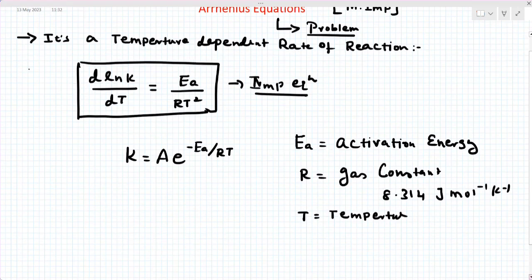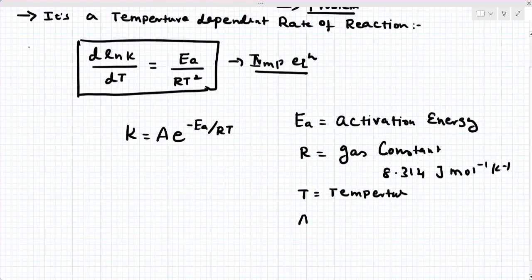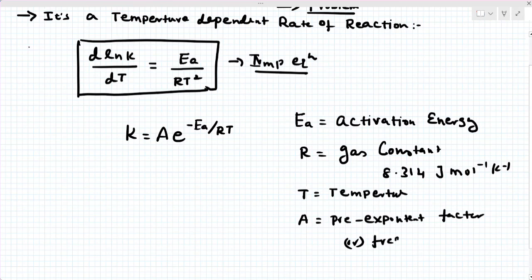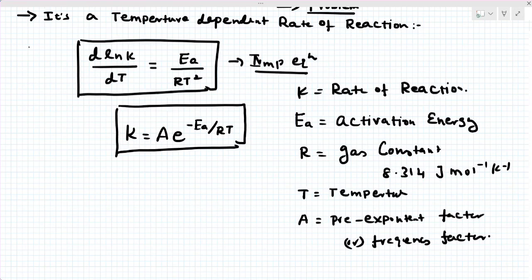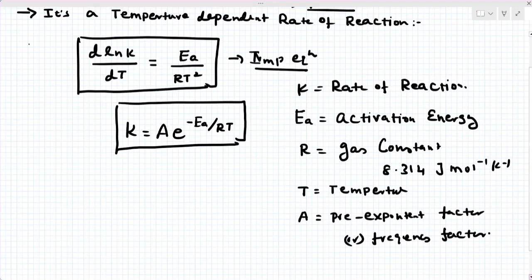Understand? Now what is A? The frequency factor or pre-exponential factor. Some people call it the exponent factor, or frequency factor. Okay, this is all. What is Arrhenius? k is equal to A e power minus Ea by RT. What is k? Rate constant of the reaction. Okay, please, very, very important.